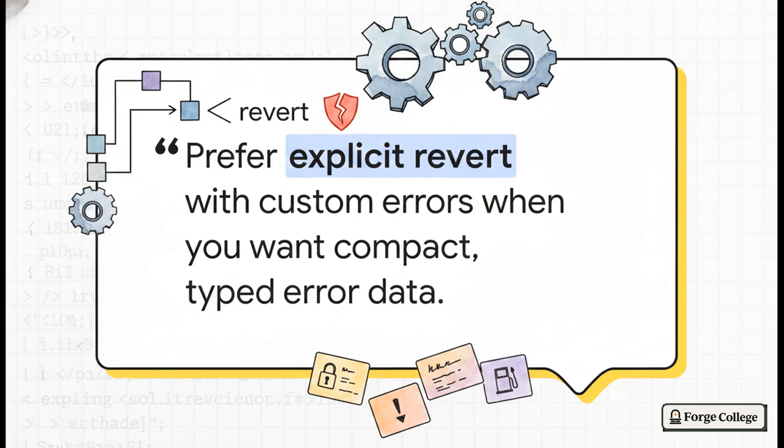Instead of screaming a really long, expensive string of text like, "Error, you do not have enough tokens to complete this transaction," a custom error just hands out a highly specific typed rejection slip. It tells the caller exactly what went wrong, but without wasting their computational budget.